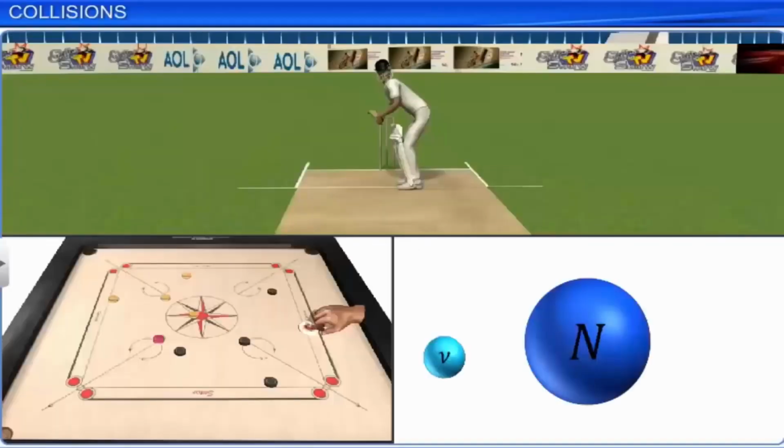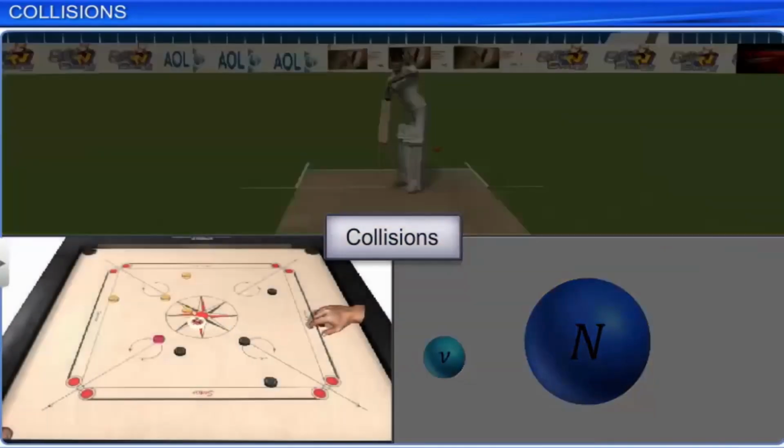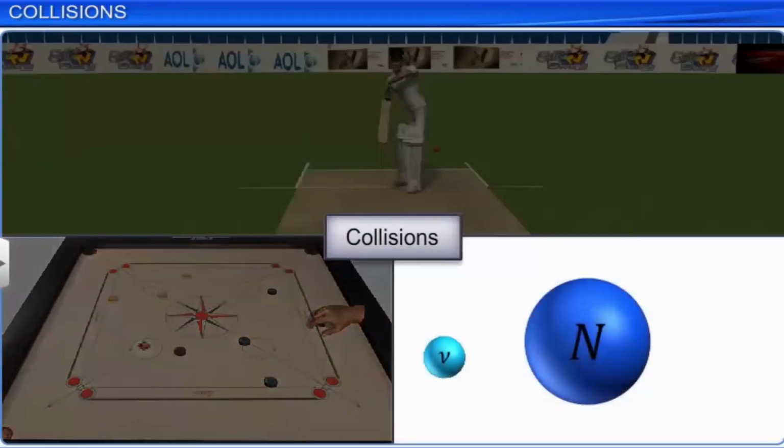We come across many types of collisions between different bodies in our daily lives, like the collision between a bat and ball, and the collision between a striker and coins in a game of carom. In the subatomic world, we find collisions between various subatomic particles.